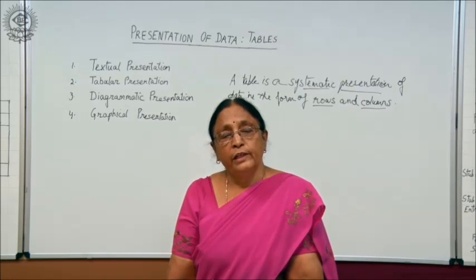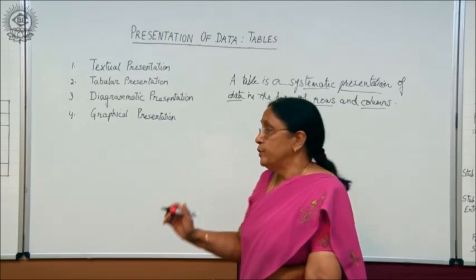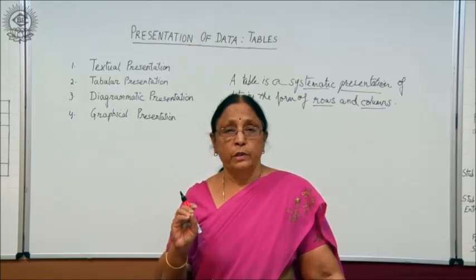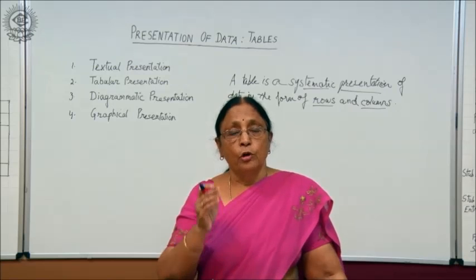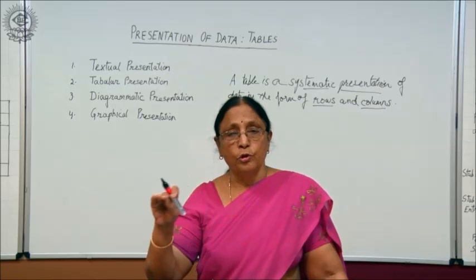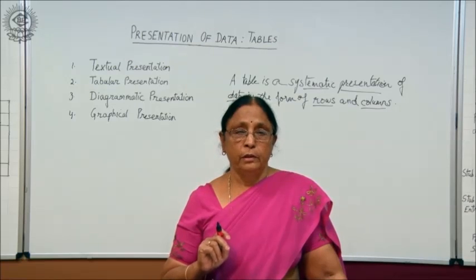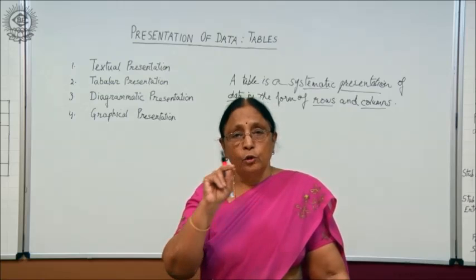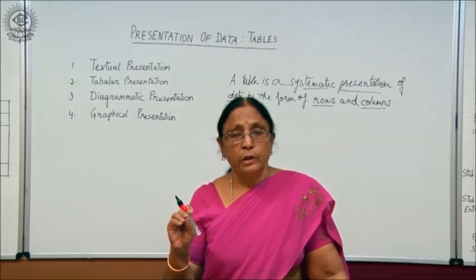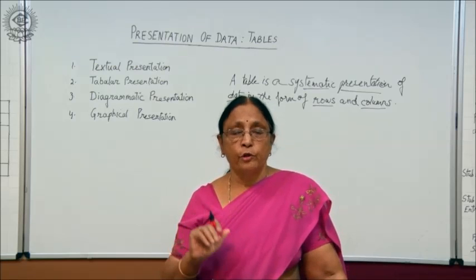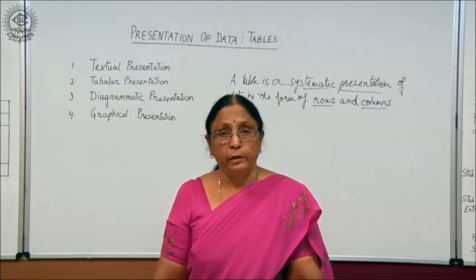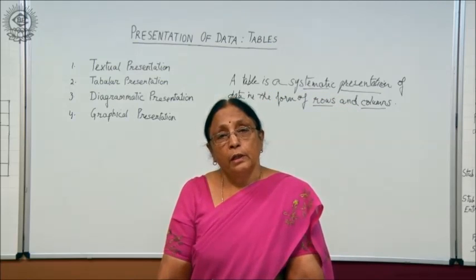But before that, let me tell you that data which is presented in the form of a table uses rows and columns. Now, what are these rows and columns? Columns are the vertical arrangements of data, and rows are the horizontal arrangement of data. When the data is arranged in the rows according to their description, then this is known as horizontal arrangement of data. And columns are the vertical arrangement of data. Okay.